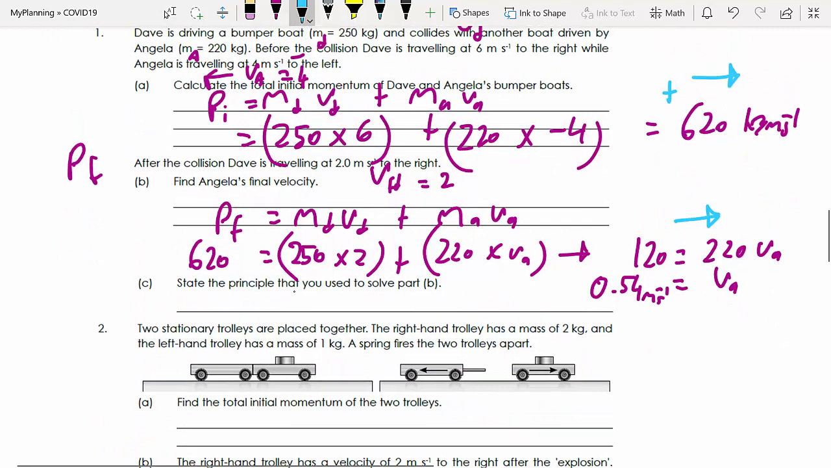C, state the principle that you've used, that Pi equals Pf. They probably want that in a fancier way, so you could just say the conservation of momentum. Question number 2.